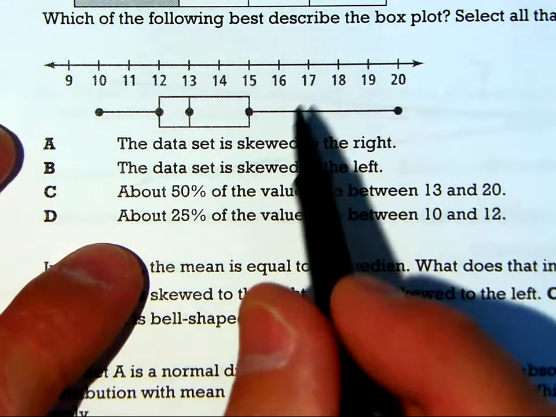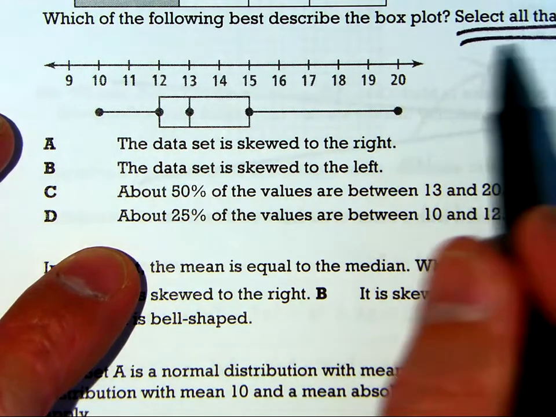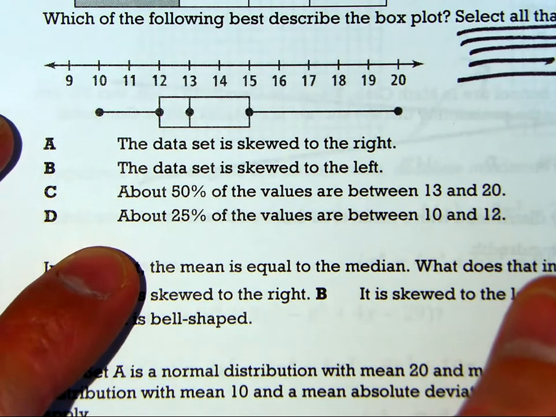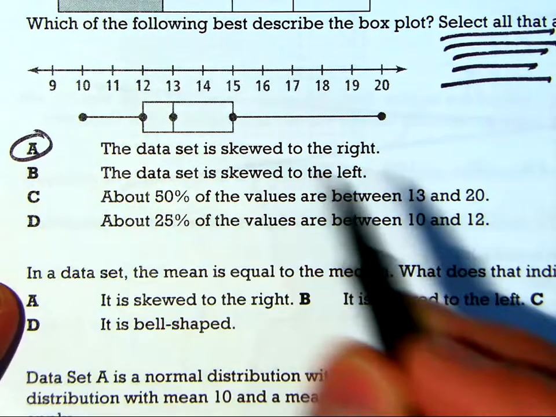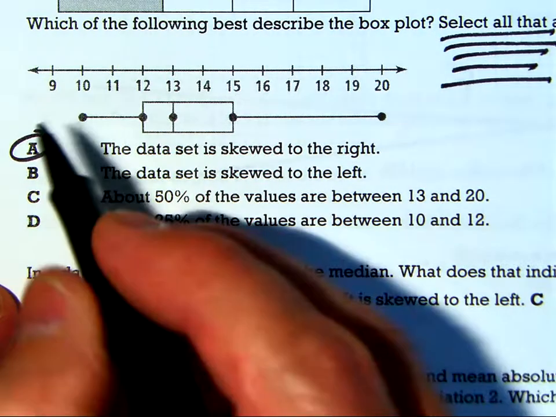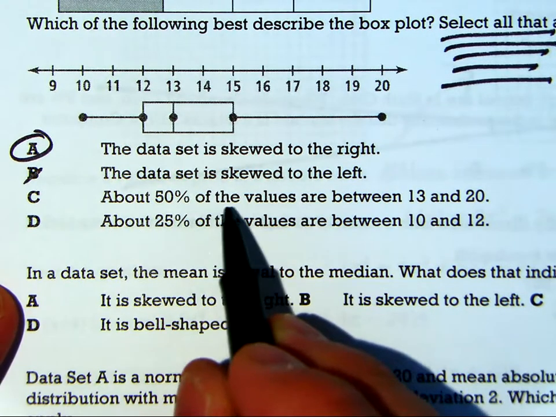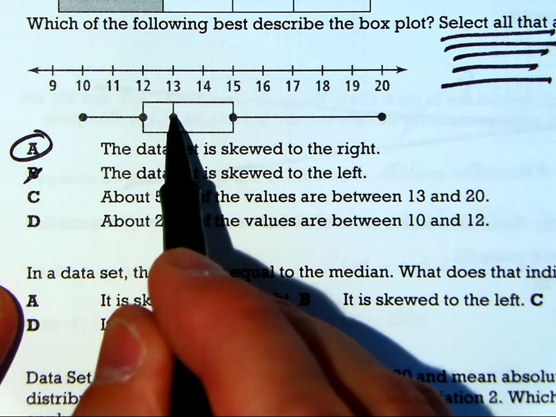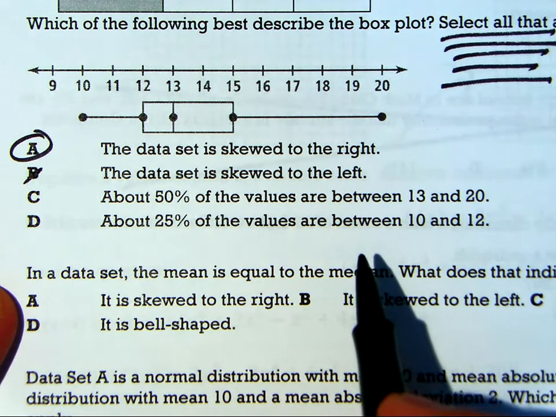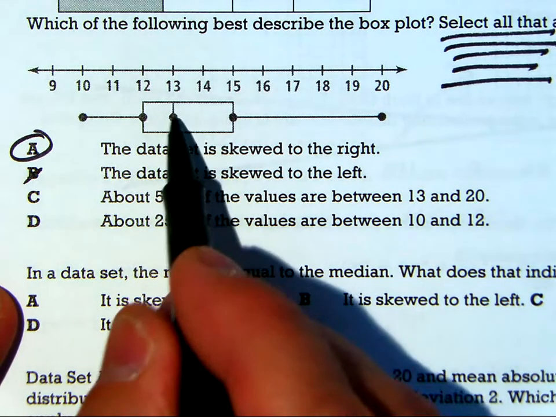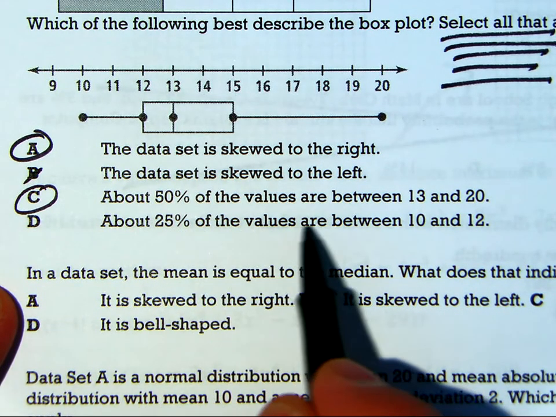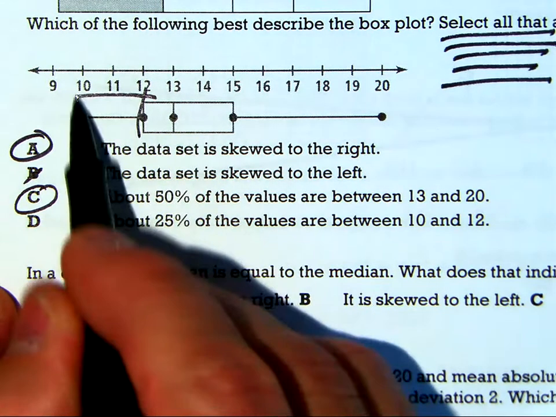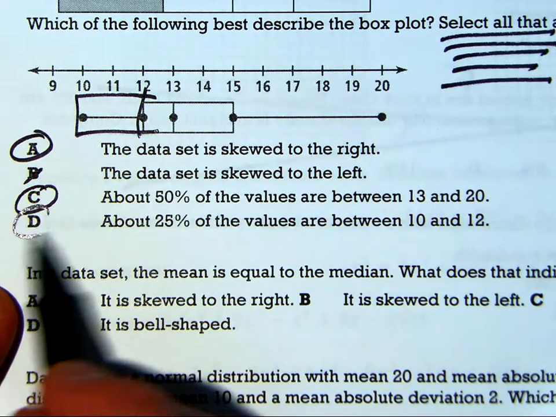So it's going to be select all that apply. Is the data skewed to the right? I agree. Is the data skewed to the left? No. About 50% of the values are between 13 and 20. Do we agree with that? Yeah, that's what that median means. About 25% of the values are between 10 and 12. Is that what that means? Yup, that's what that means.